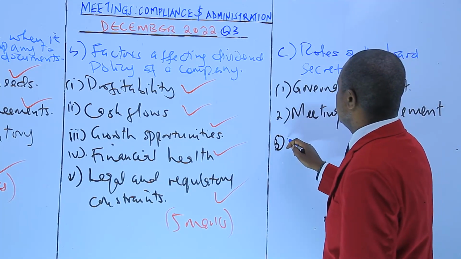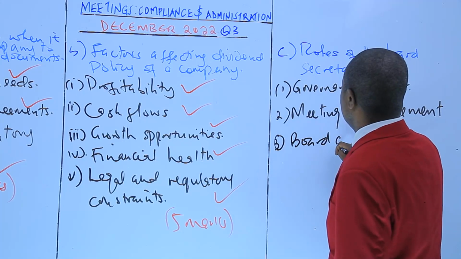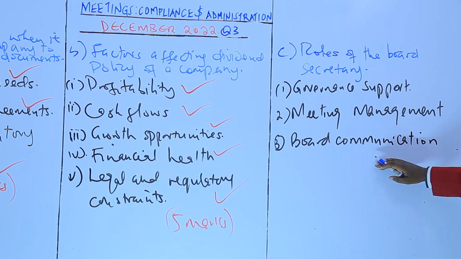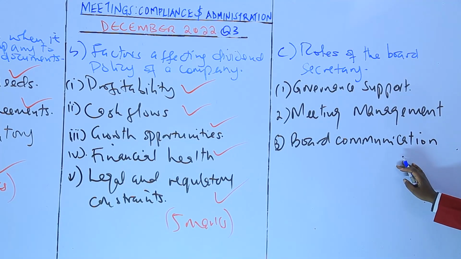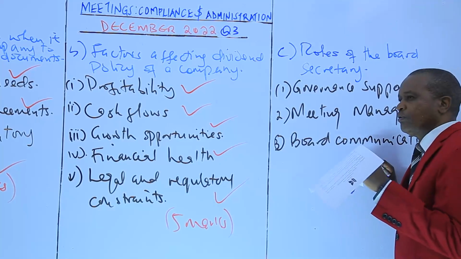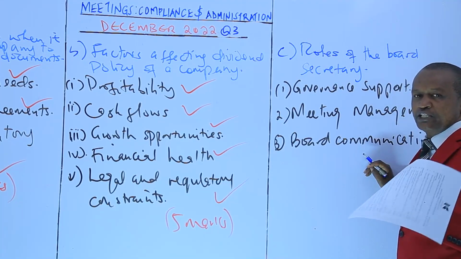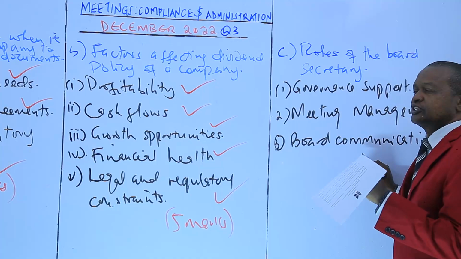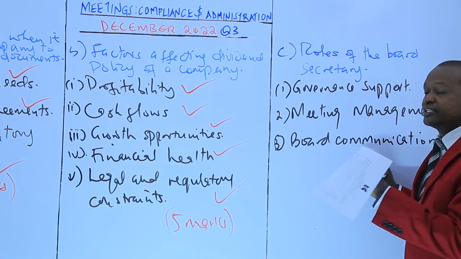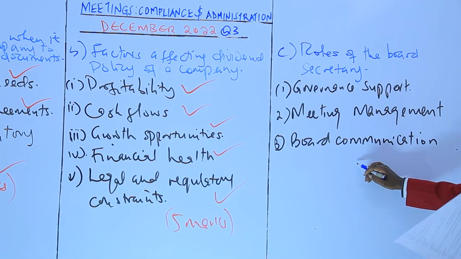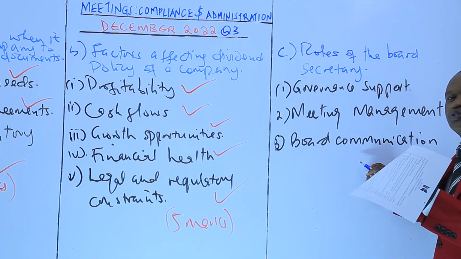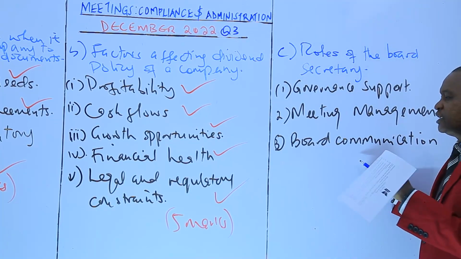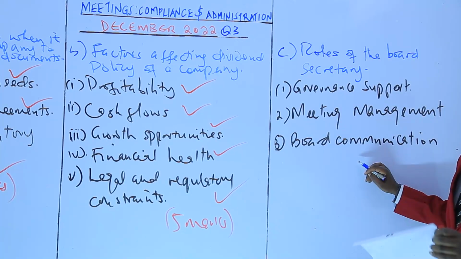3. Board communication. Another role is in relation to board communication. The board secretary serves as a central point of communication between the board and the company's management, between the board and the shareholders and other stakeholders. They facilitate the flow of information to the board and ensure that relevant information is shared in a timely and transparent manner.